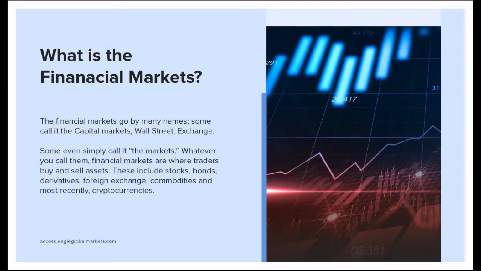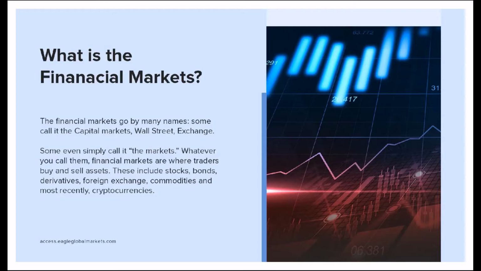What are the financial markets? The financial markets go by many names. Some call it the capital markets, Wall Street, or an exchange. Some even simply call it the markets. Whatever you call them, financial markets are where traders buy and sell assets. This includes stocks, bonds, derivatives, foreign exchange, commodities, and most recently, we started talking about cryptocurrencies.